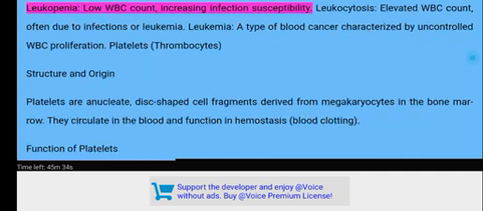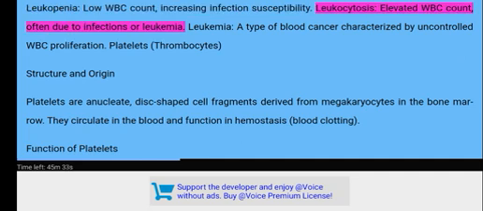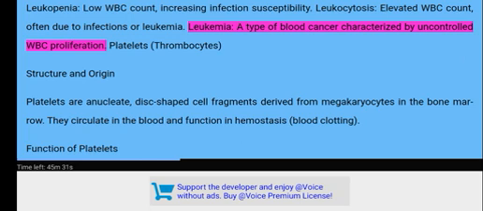Disorders of WBCs. Leukopenia, low WBC count, increasing infection susceptibility. Leukocytosis, elevated WBC count, often due to infections or leukemia. Leukemia, a type of blood cancer characterized by uncontrolled WBC proliferation.